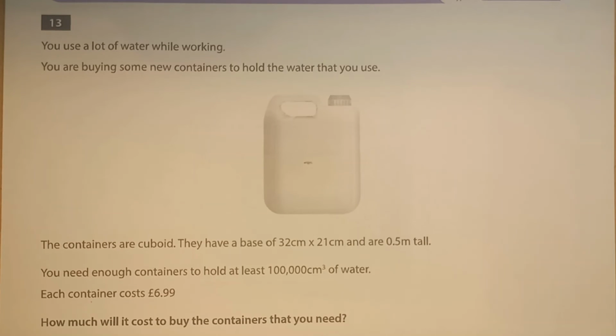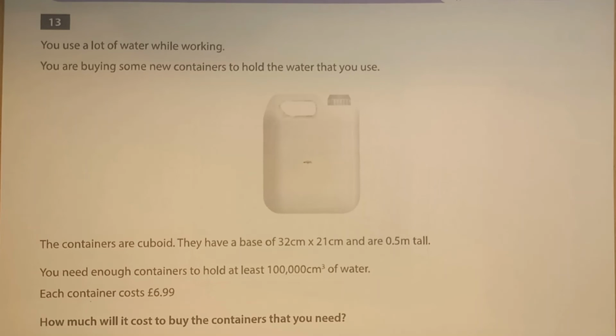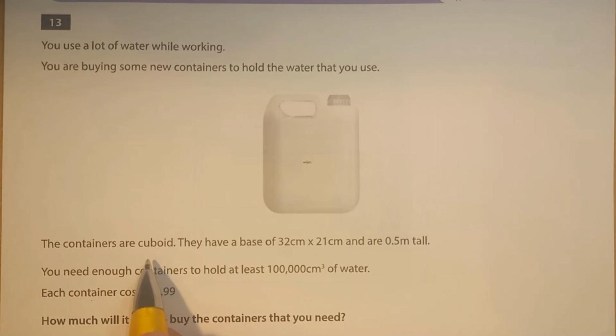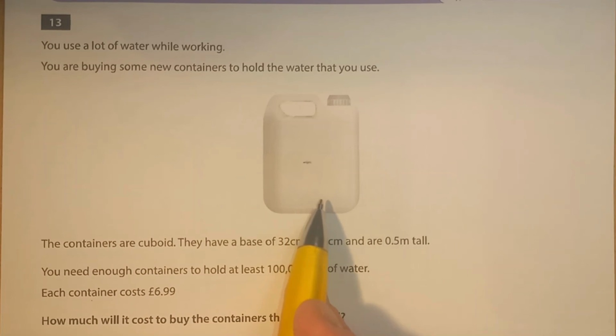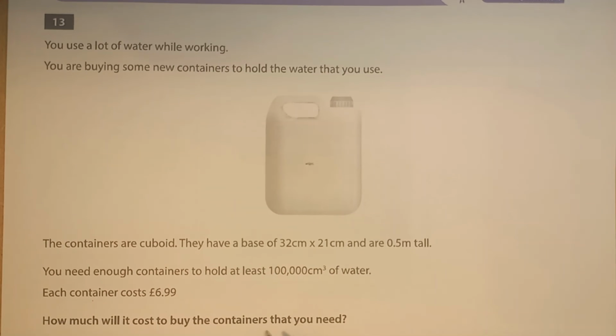Question 13. You use a lot of water while working. You're buying some new containers to hold the water that you use. Okay, we've got a picture of a container there. The containers are cuboid. So even though that might not look cuboid, it's cuboid. They have a base of 32 centimeters by 21 centimeters and are 0.5 meters tall.